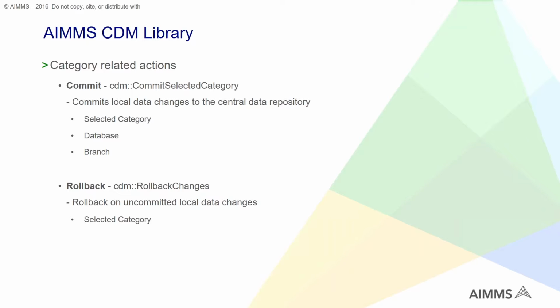The input arguments we need for the commit is what category we want to commit data from, to which database, and on which branch we're working. So that means we can commit different categories. Usually we are working with the same database, but we can also switch between databases. And then, of course, we have to define which branch we are committing the data changes to.